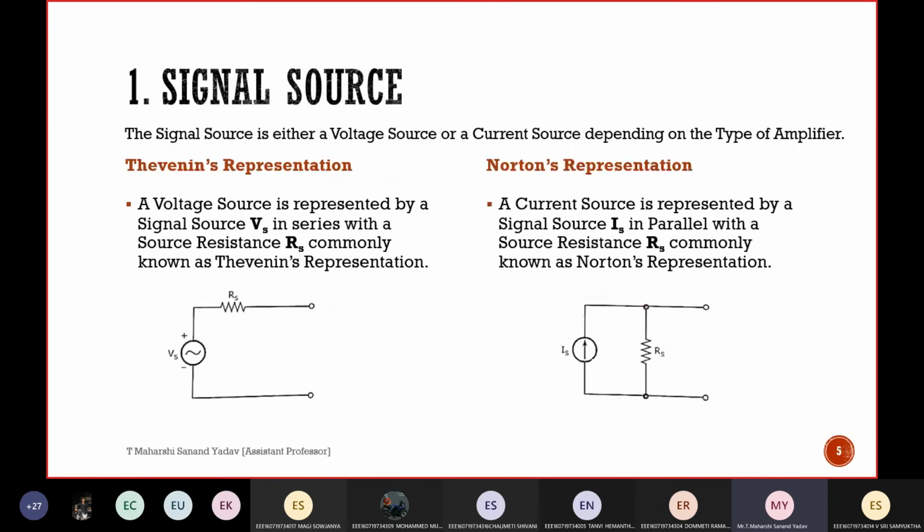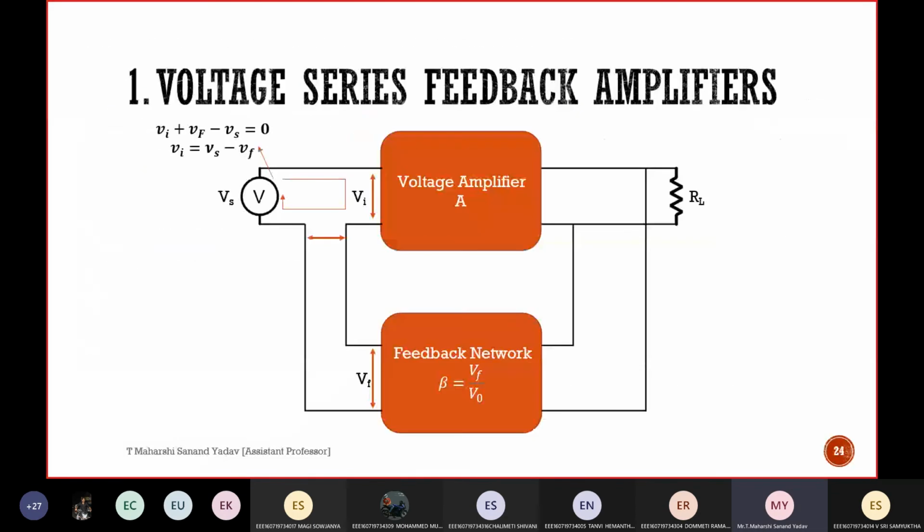Or else, directly I'll show you the diagram. This is voltage series. So what is the assumption? This is output, this one is input. In the output side, if it is voltage, what kind of sampling is this? Shunt sampling. It is shunt sampling. Input side, it is series.